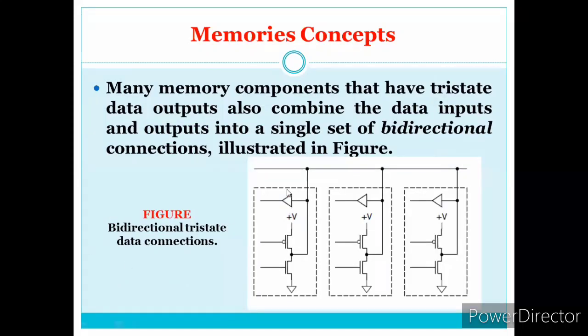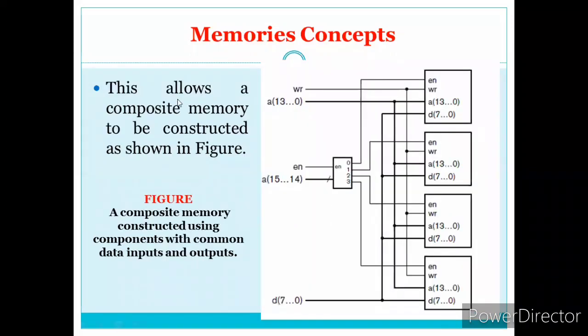So how the memory is designed with the tri-state buffer, you can observe it here. Many memory components that have tri-state data output also combine the data input and output into a single set. As I said, the tri-state can be used as a bidirectional connection. This is one of the simple connections of a tri-state buffer, where it acts like an input here, and from this it acts like an output. So this is the advantage of designing the tri-state buffer at the output location. Clear? This allows the composite memory constructions as shown in this figure.